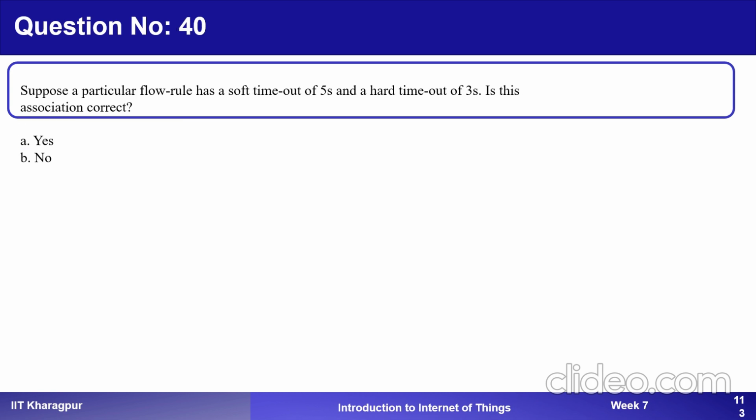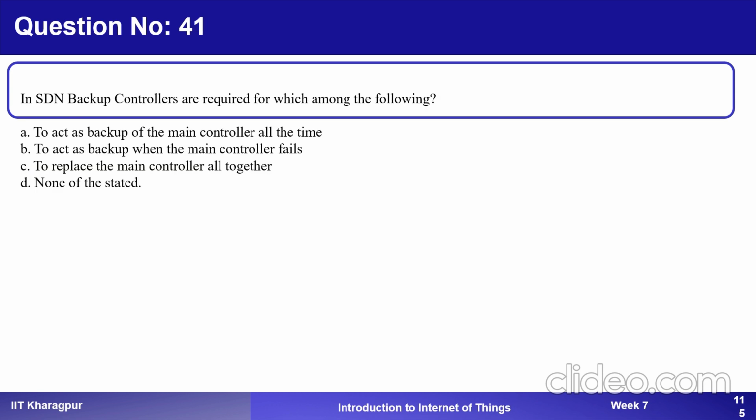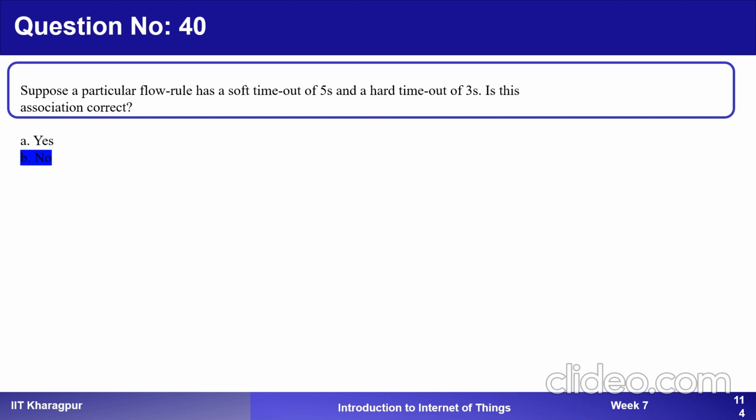Next question is, suppose a particular flow rule has a soft timeout of 5 seconds and a hard timeout of 3 seconds. Is this association correct? Yes or no? No, option B. Right, option B is correct, because your hard timeout should be greater than your soft timeout. Otherwise, after every 3 seconds your switch will get reset and there is no need for the soft timeout. Ma'am, if in the previous question we swap 3 and 5, then it would be correct. Yes, that will be correct, right.